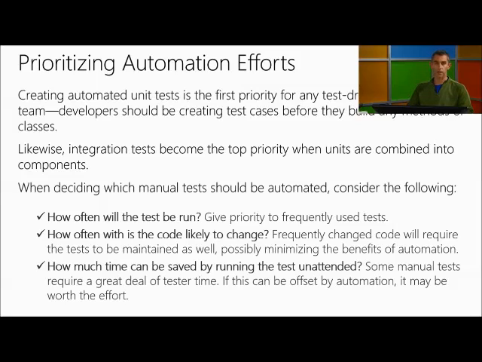When you're deciding on which manual tests should be automated, you have to consider things like how often is it going to be run, how often will the code likely change, how much churn is there going to be, and then how much time are you going to save by running this unattended. If your regression pass takes a full day and you can have your automation run all night, and in the morning you can see what all the bugs are, that's a great value add.